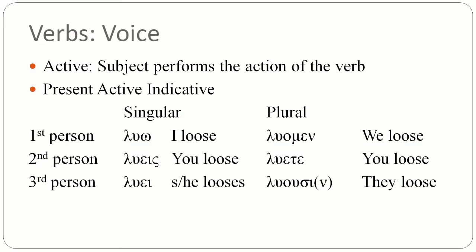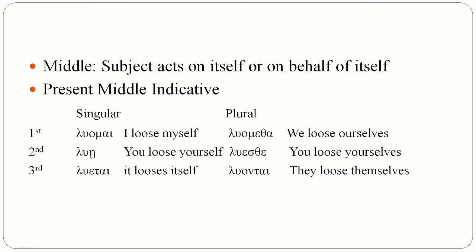And so you have here the present active indicative. Again, these basic forms that we went over before: luo, lueis, luei, luomen, luete, luousin. And that is the subject performing the action of the verb. So you have I loose. I am the one who is doing the loosing. You loose, you are the one who is doing the loosing, etc. All right, that's the active voice.